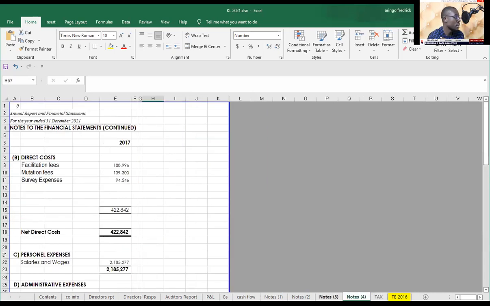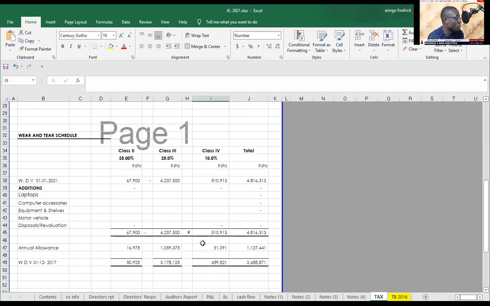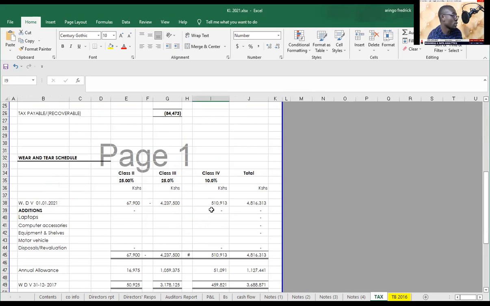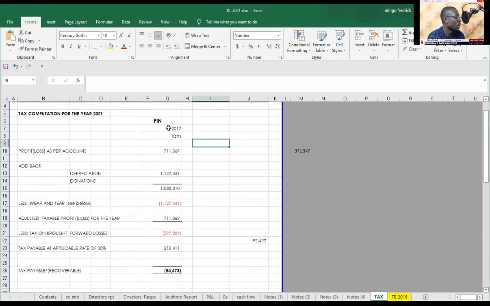The first case, this is the PPE, property, plant, and equipment movement schedule, according to what the company has prepared based on the rates of depreciation that they have adopted, which might be different from the ones provided under the Income Tax Act. So if they were different, whenever we'll be preparing our tax component here, as at the end of the day, I'll have to do a reconciliation in our task here.